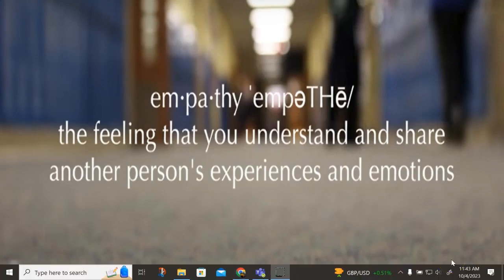Okay, so with empathy, a lot of times it gets confused with kindness or sympathy, which is the actions we take once we know the situation of others, right? Or once we kind of have an idea of what we should do for others. But empathy allows you to have targeted kindness or targeted sympathy. So remember, empathy is the feeling that you understand and share another person's experiences or emotions.